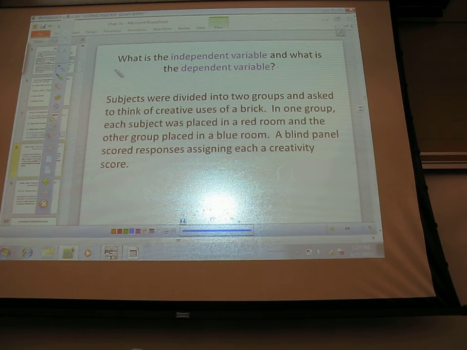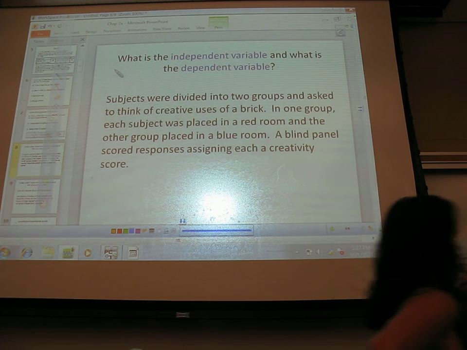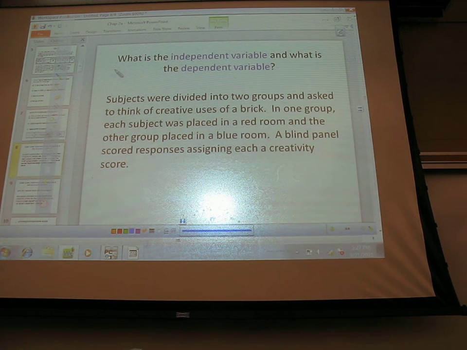Cool. All right. Next problem. Subjects were divided into 2 groups and asked to think of creative uses of a brick. In one group each plays. Okay, so what are my 2 variables? What's one variable? There are 2 things I know about every single person in the subject. What's one thing I know about every subject, every person?